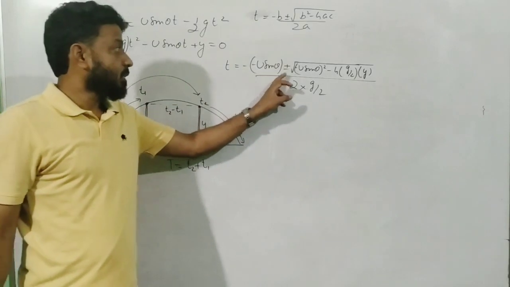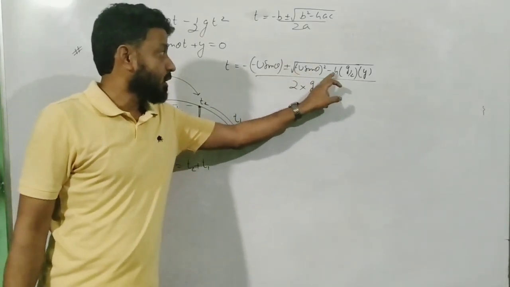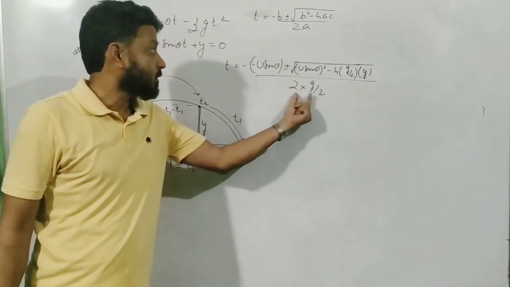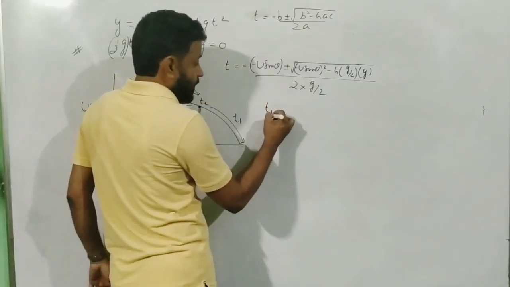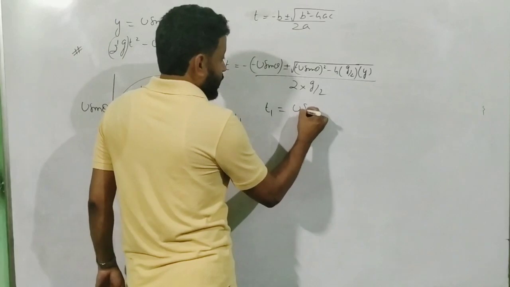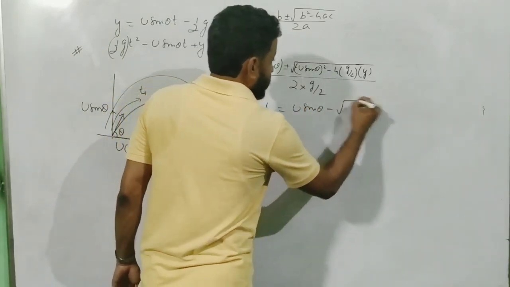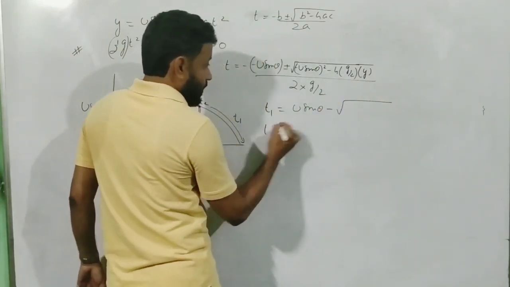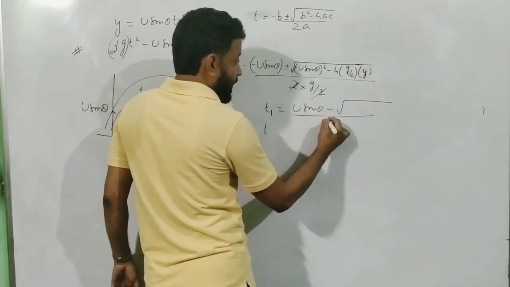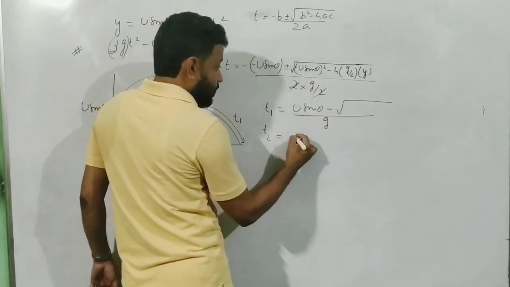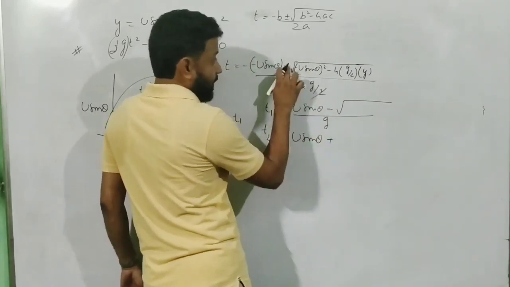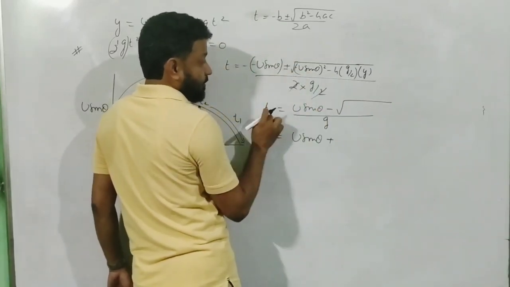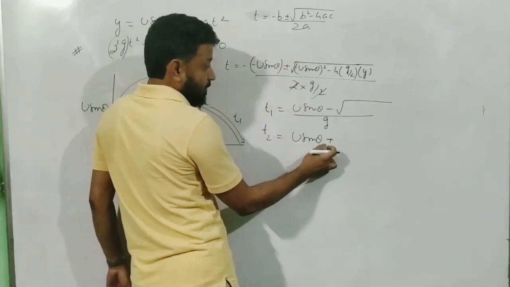So minus b plus minus root over of b square minus 4ac, and this is 2a, 2 into g by 2. And then we solve this. So what is t1? t1 will be equal to u sin theta minus this term in the bracket, divided by this 2, and 2 will get cancelled out, so you will get g. And t2 will be equal to u sin theta plus, the minus sign over here will be for t1 and the plus sign over here will be for t2.